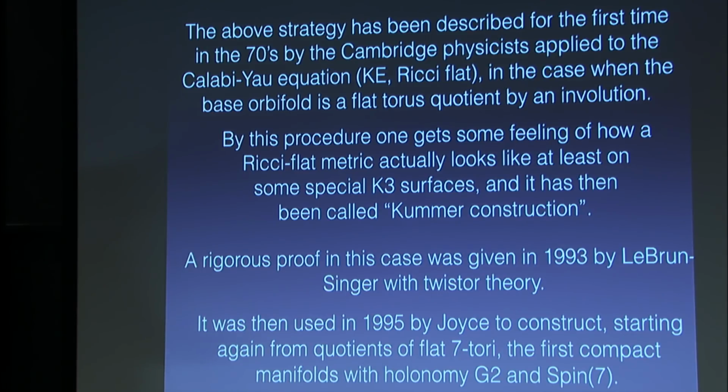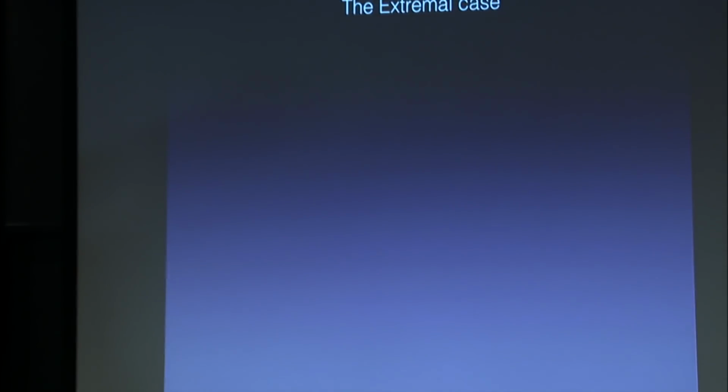You might know this story also for another reason, because it's the same idea that Joyce used to produce the first examples of compact manifolds of special holonomy. Okay, in that case, he took the 7-torus, you quotient by some group action, and then again it's an orbifold, which is flat, but then again, you can resolve it. So what's new here is to apply it to another system of equations, not the idea itself.